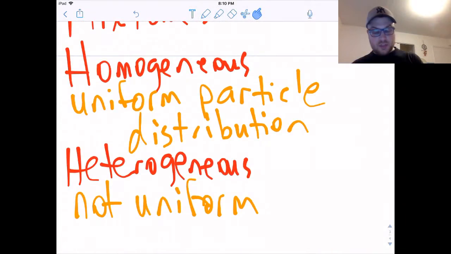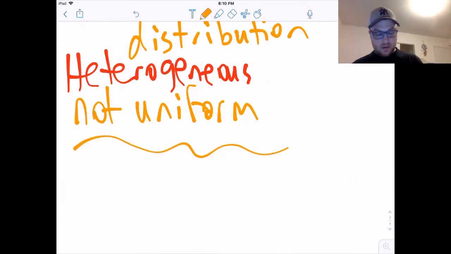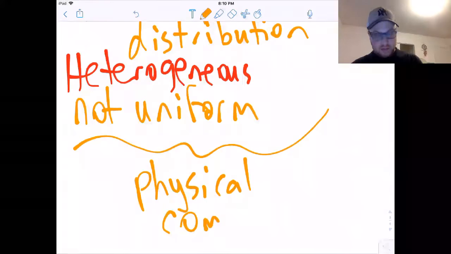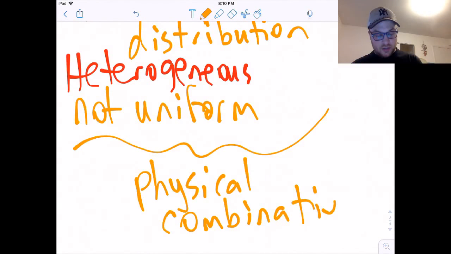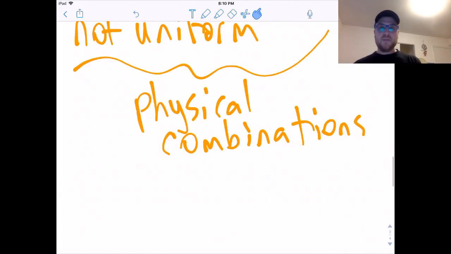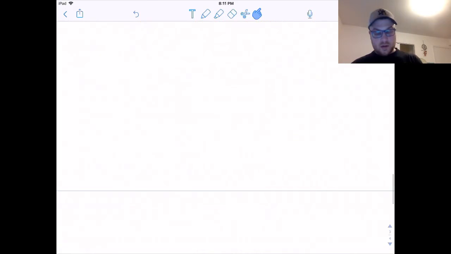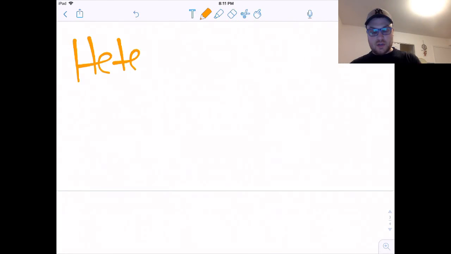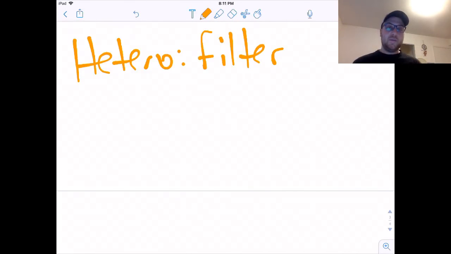Both heterogeneous and homogeneous mixtures can be separated physically. So these are physical combinations. They are not chemically combined. All mixtures are physical in nature. So something like a heterogeneous mixture, like let's say sand and water. A lot of heterogeneous mixtures, you can just filter the substances apart in some way. You can filter out the oil from the water. You can filter out the sand from the water.